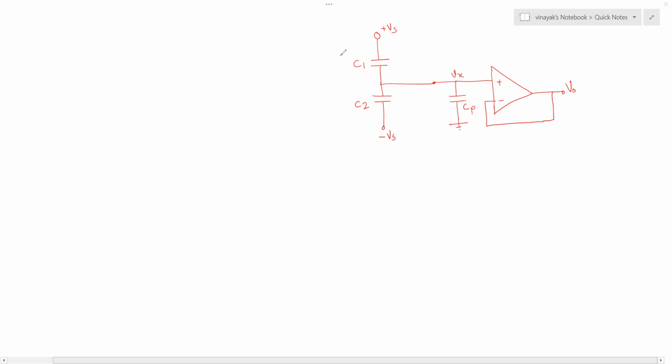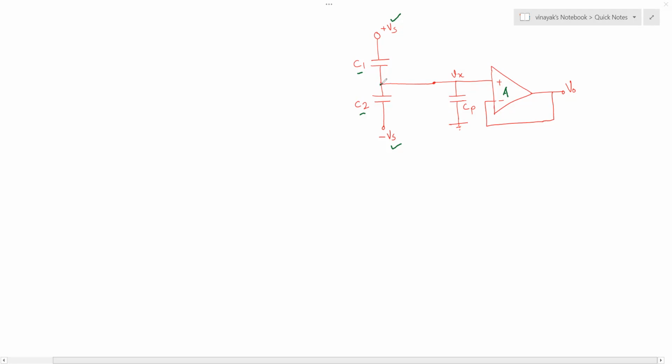And now we are going to analyze the circuit as shown in the figure. So this circuit consists of an amplifier, let's say A, and it has a positive voltage supply and a negative voltage supply connected across a series combination of capacitance C1 and capacitance C2. We don't know yet if those capacitors are equal in values or not.